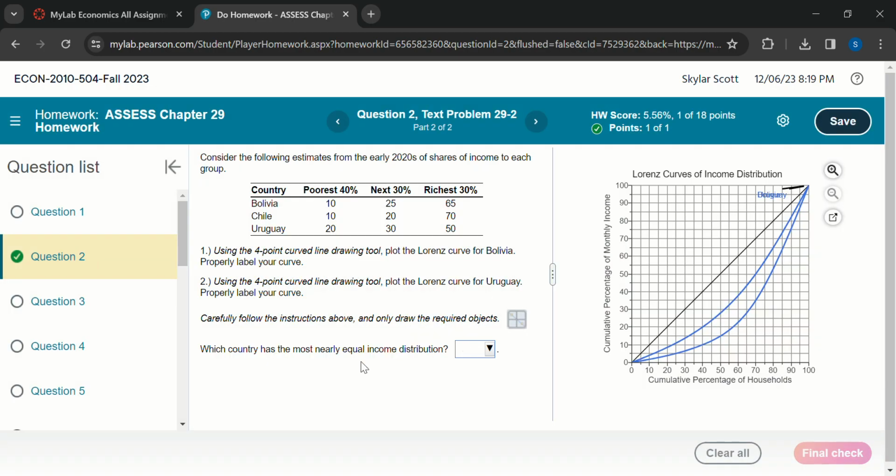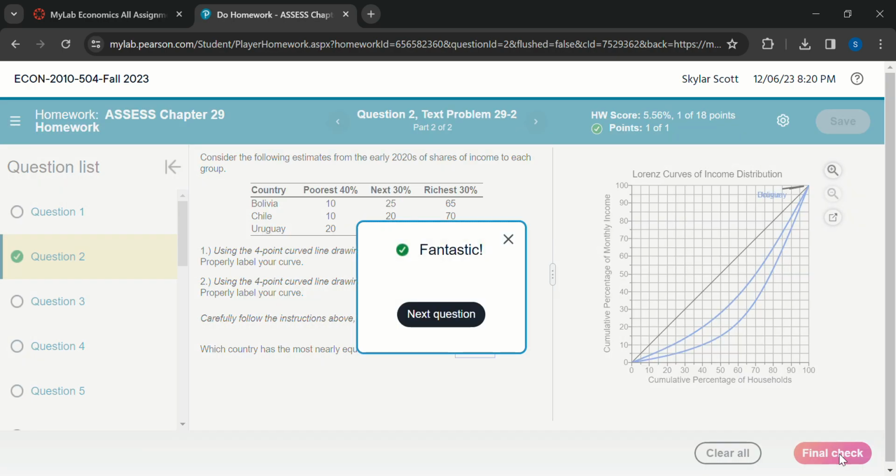We did! Hooray, hooray! So then going to ask us in part 3, which country has the most near equal income distribution? Well, we talked at the start of our question that the closer our line is to this line, the more income equality exists in a given economy. And although my labels are kind of close together here, this line that's closer is the line of Uruguay. So we're going to go ahead and choose that as our answer. Double check that we got it right and give ourselves a pat on the back.